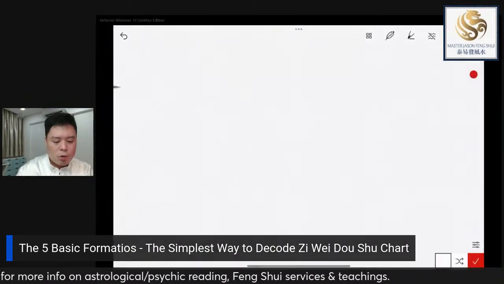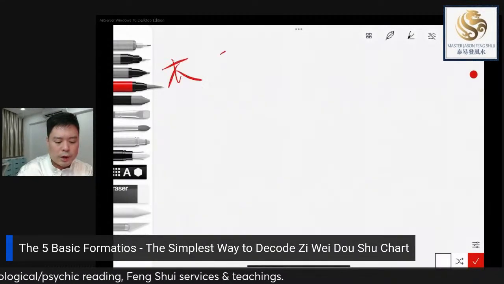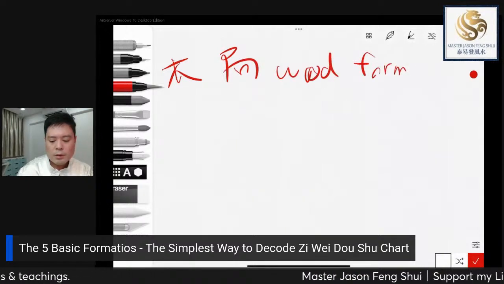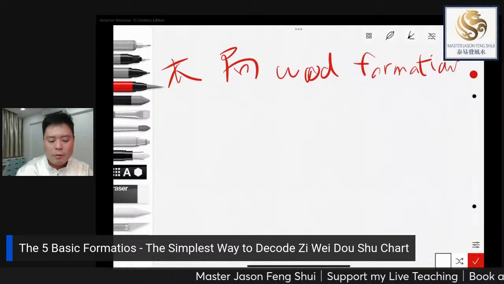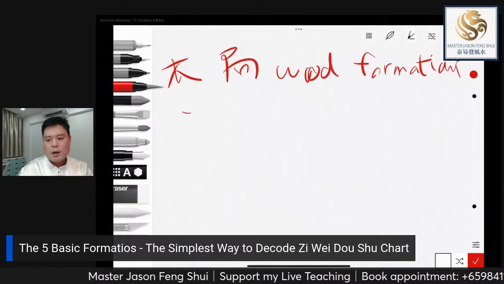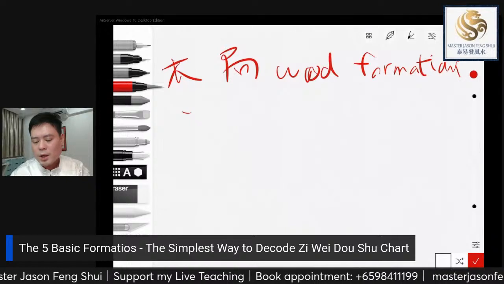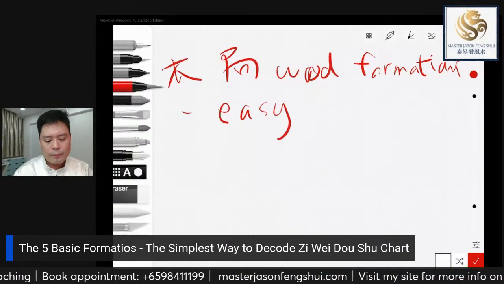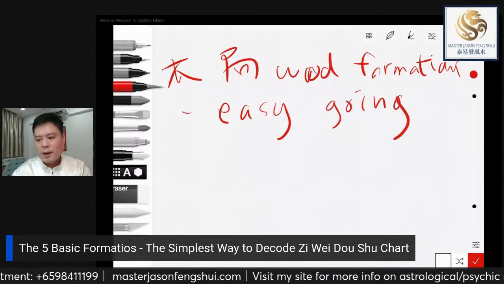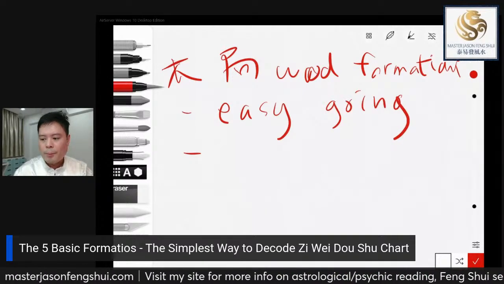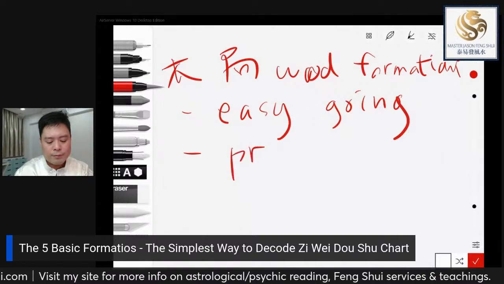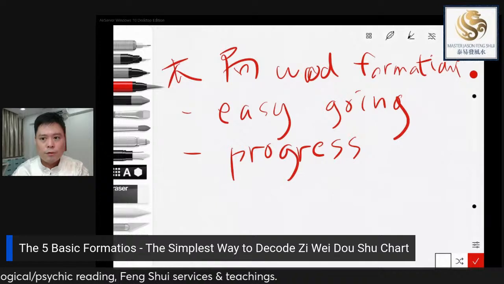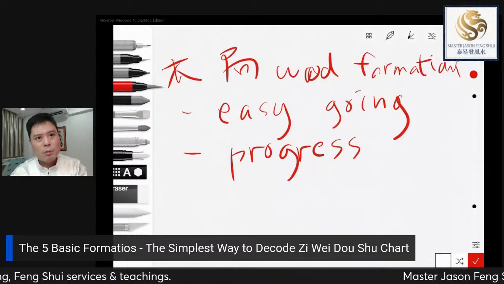All right. People who are of the muji, or the wood formation, if you are born with the muji or the wood formation, you are someone who is very easygoing. Usually your temperament is more easygoing, and you also like progress in life, very much like the plants. They always need to have constant growth. If one day they stop growing, they will die.